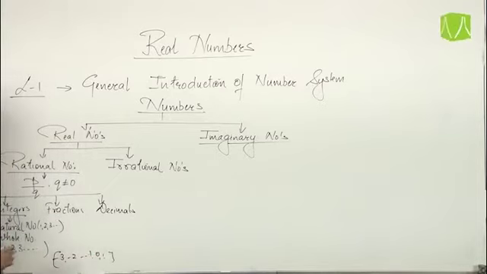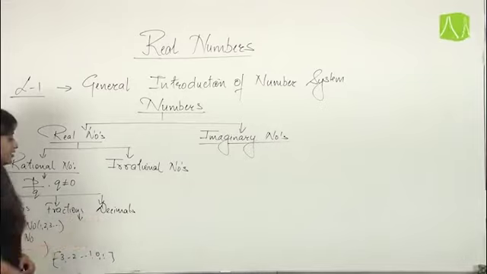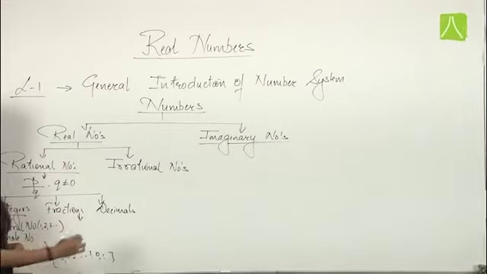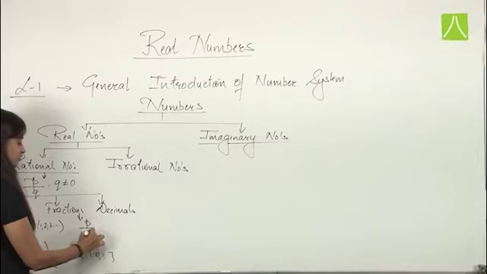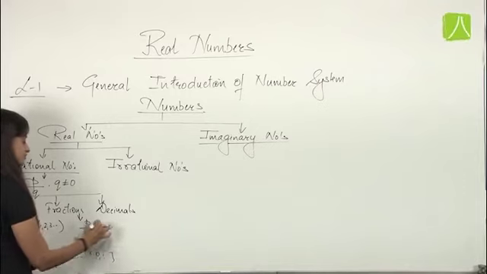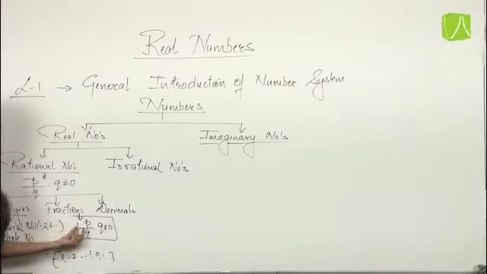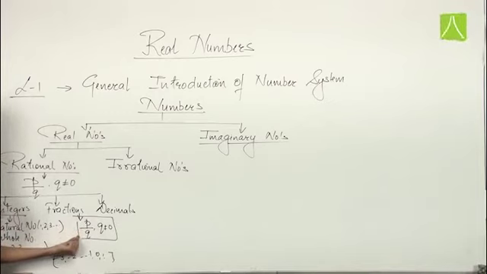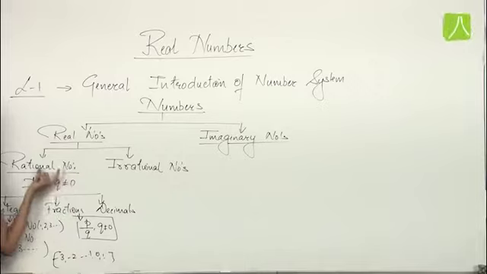Now, next, fractions. Fractions can be represented in the form of p by q, where q is not equal to 0. Here p and q are whole numbers. So, fractions can only be positive, while rational numbers can be positive as well as negative.